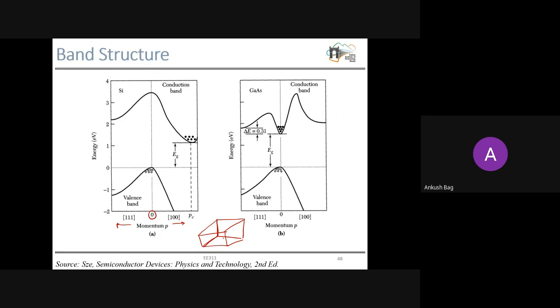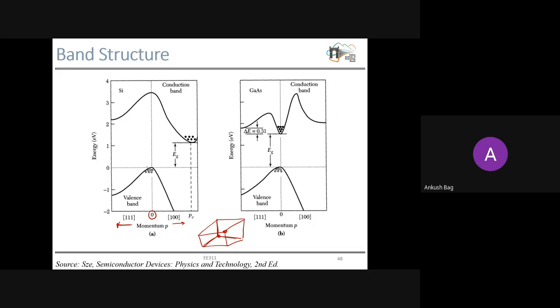So these are all 100, and which direction is 111? 111 is this direction, from this corner to this corner diagonally. So if you go diagonally, you will go in this way. Now, why is this changing? Why are we considering these two directions?